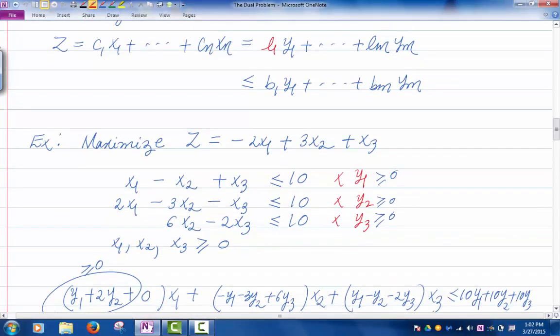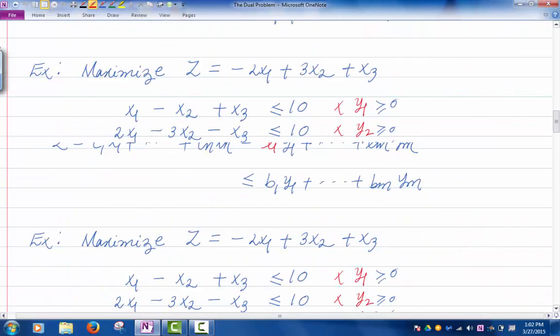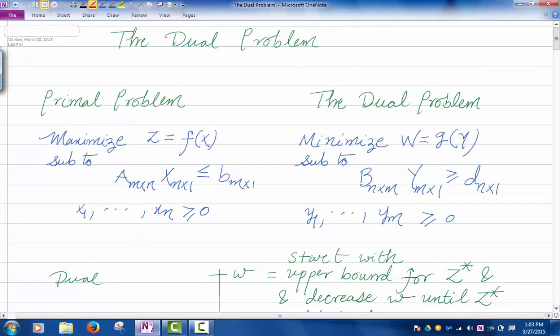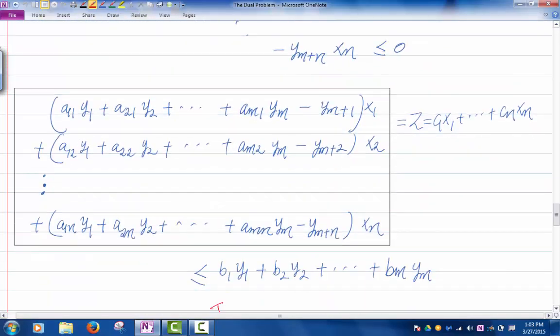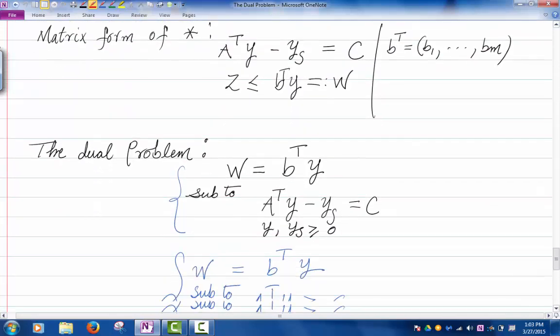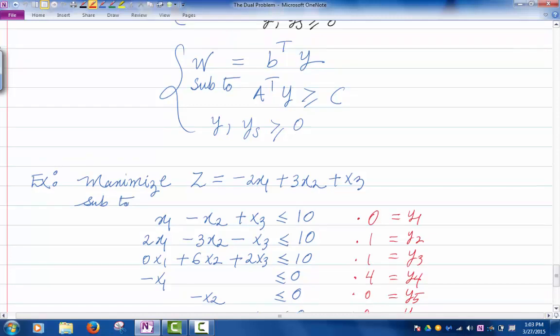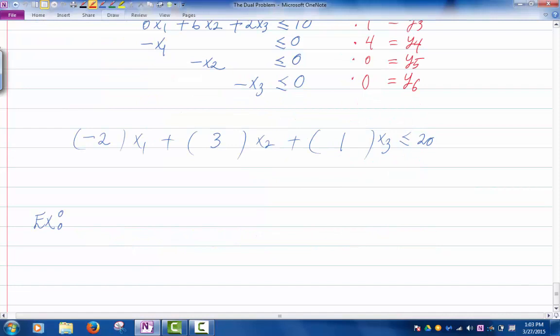We were talking about the dual problem. If I have a linear programming problem, which we start with calling the primal problem, we came up with the dual problem, and the dual problem is given by W equals B transpose Y subject to A transpose Y greater than or equal to C, Y larger than or equal to 0. Maybe I should write them down side by side one more time.